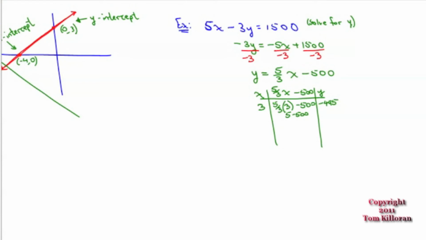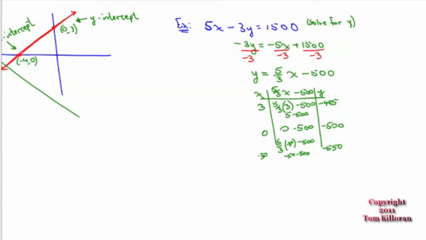Negative 495. Okay. So what other number do you want to pick? 0. Boring. And we're going to get 0 minus 500, which is negative 500. That's even further down. Negative 30. That would be even further down. You pick negative 30, you're going to get 5/3 of negative 30 minus 500. 3 goes into 30 10 times, times 5. It'll be negative 50. Minus 500 is negative 550.